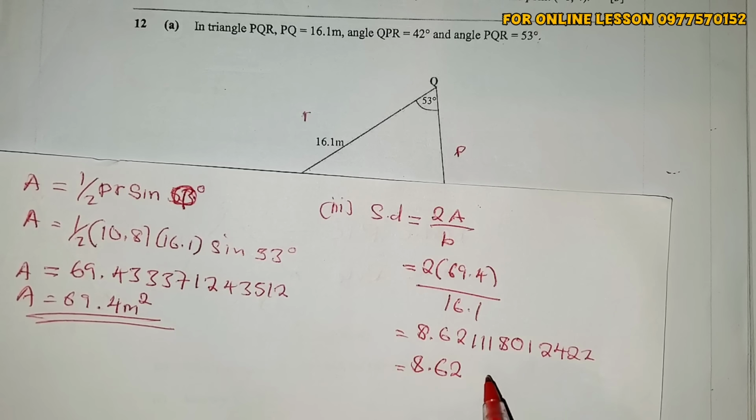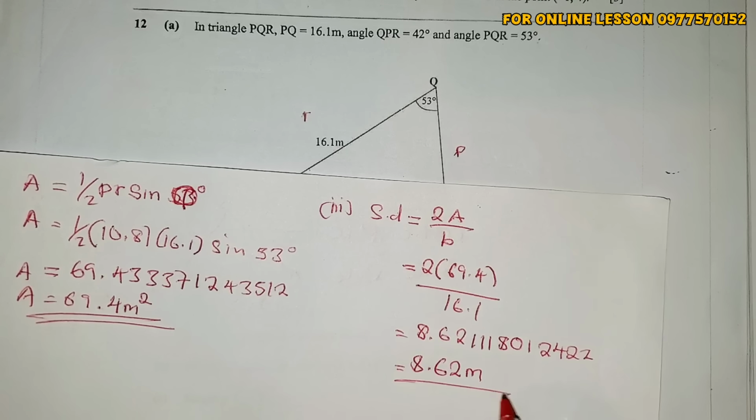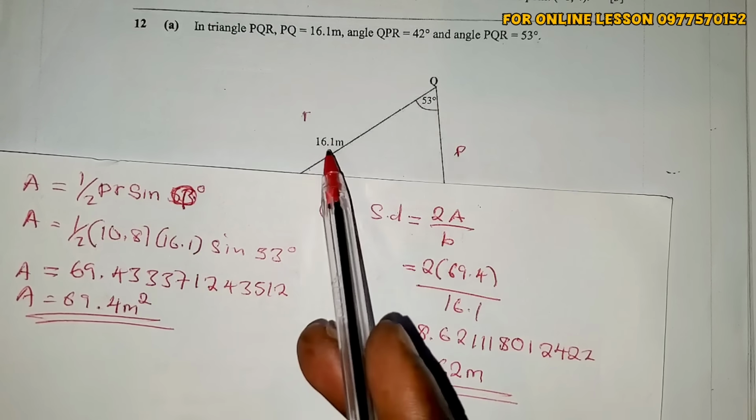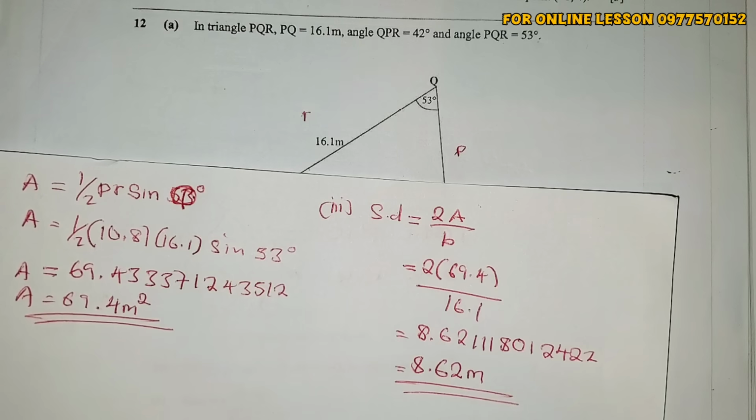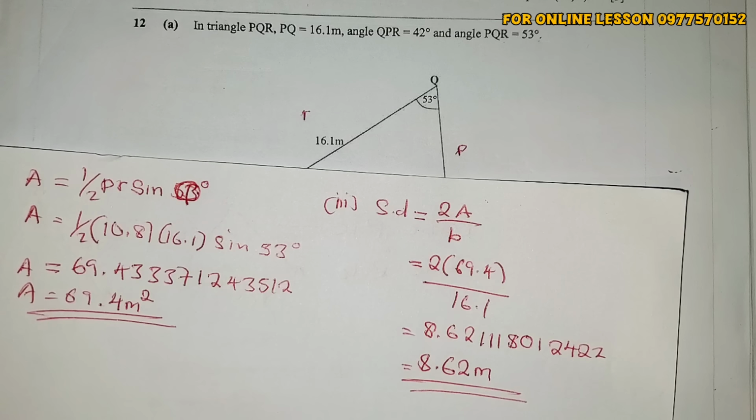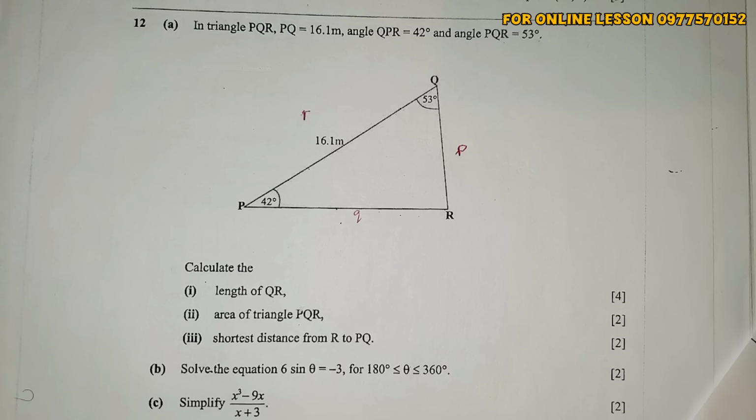8.62. 8.62 what? Meters, since it is what? Distance, and the length here, the dimensions are in what? In meters. Okay, how many questions are we remaining with? Just two questions.